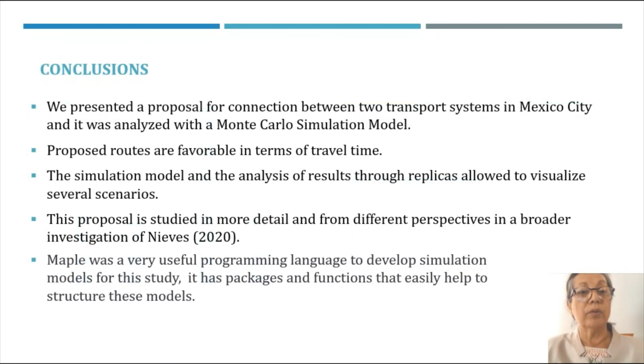Here are some conclusions. The first one is that we present a proposal for connecting two transport systems in Mexico City, and it was analyzed with a Monte Carlo simulation model. The proposed routes are favorable in terms of travel time. The simulation model and the analysis of results through replicas allow us to visualize several scenarios. This proposal is studied in more detail and from different perspectives in a broader investigation by Nieves 2020.